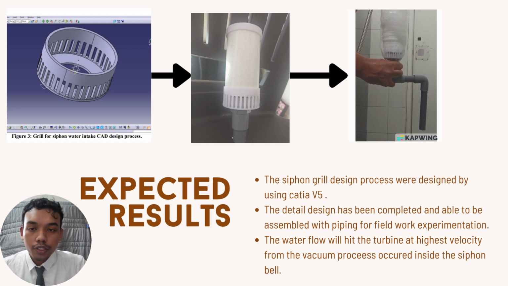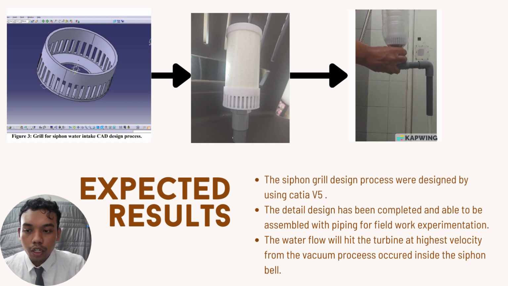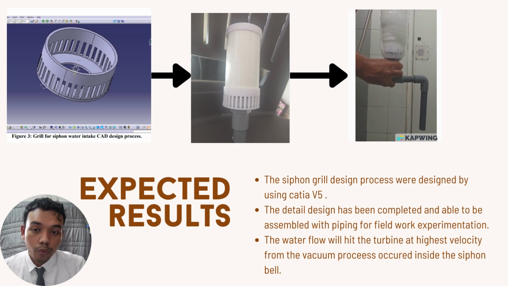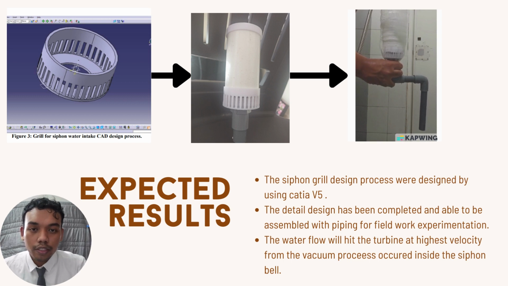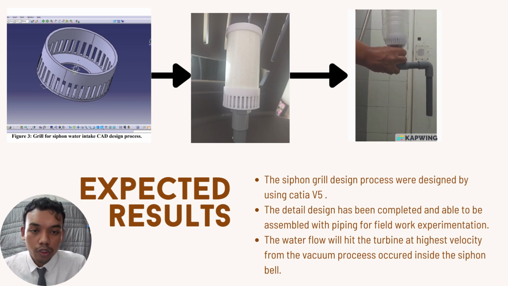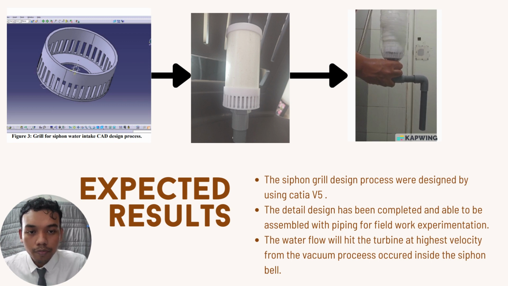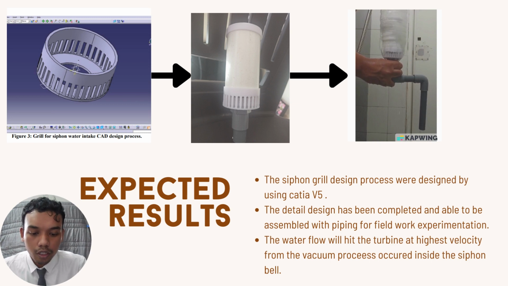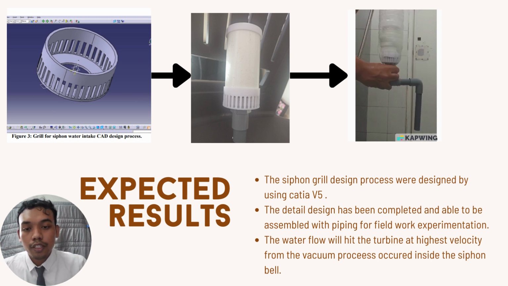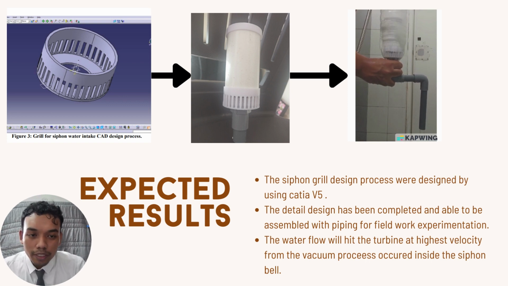So for my results section, I'm going to show first the process of the 3D drawing I have made using CATIA V5 software, and next the assembly of the mechanism, which is the siphon bell mechanism, and the last part is a raw experiment that I've done to make sure this proof of concept is fully satisfied. The detailed design has been completed and is able to be assembled with piping for fieldwork experimentation. As for how the water flow works, it will hit the turbine at the highest velocity from the vacuum process that occurs inside the siphon bell.